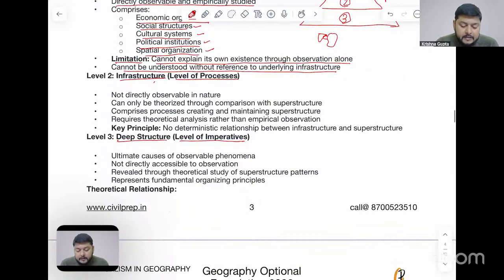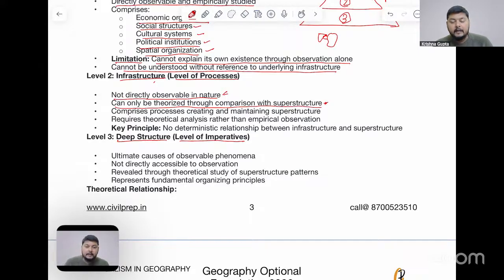Under infrastructure, it is not directly observable in nature. For example, if I have a company, it has certain profits and certain losses. It has a certain customer base, but there are certain companies regularly investing in this company so that the investors also get capital increments or profits, and the company itself can enjoy better resources and make its profits better. So the companies running behind cannot be observed here. They can only be theorized through comparison with the superstructures.